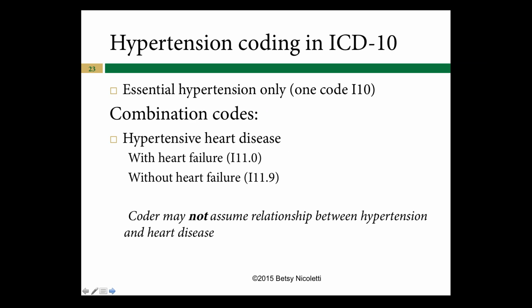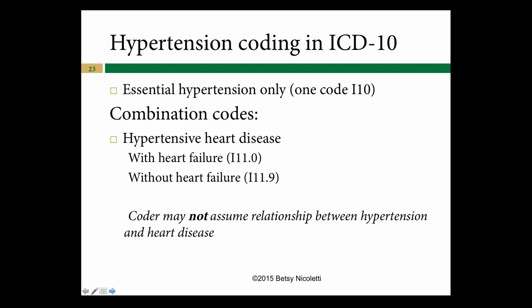But there are some combination codes if the patient has hypertensive heart disease. And here, the coder may not assume a relationship between the hypertension and the heart disease. The physician must make that distinction. The physician must say that this patient has hypertensive heart disease due to their hypertension. And then if we do have hypertensive heart disease, we have two types of it: with heart failure, I11.0, or without heart failure, I11.9.